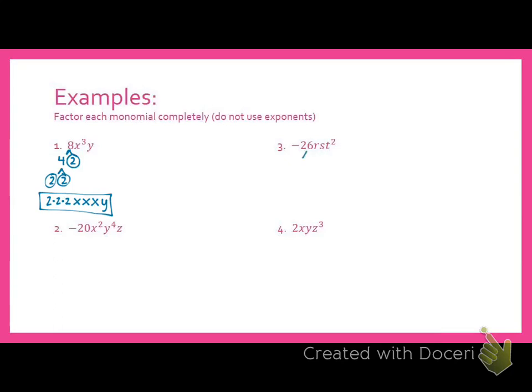Okay. So what goes into 26? 13 and 2. And then we have this negative here. So that's going to be -1 times 2 times 13. How many R's? 1. How many S's? 1. How many T's? 2.